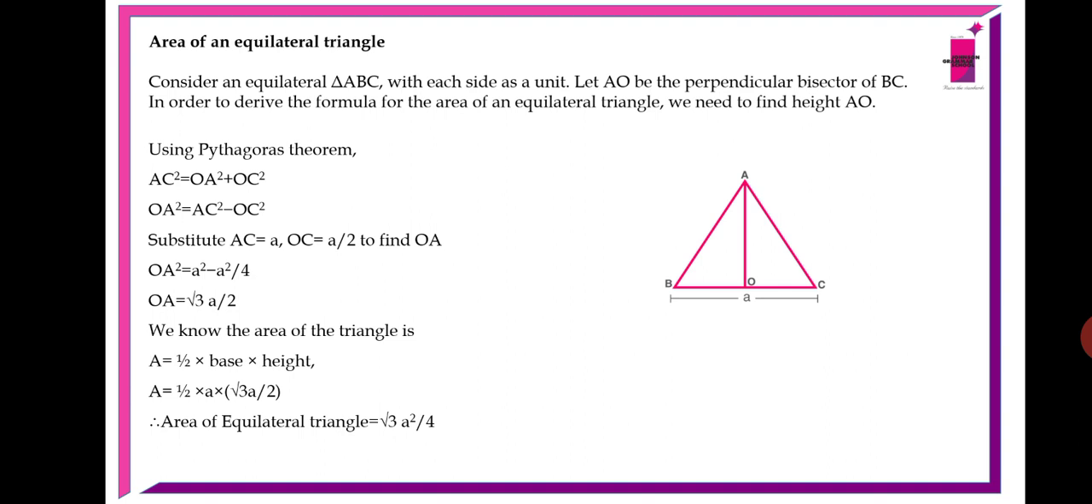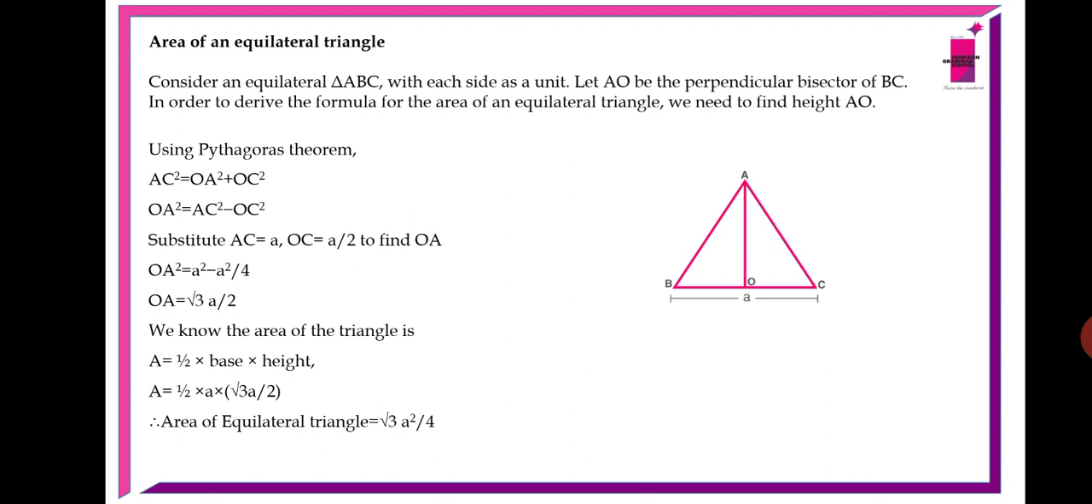So OA square will be equal to a square minus a square by 4, because if you substitute a and a by 2 in place of AC and OC, AC square is a square and OC square is a by 2 whole square, that becomes a square by 4. Now, if I send the square to the other side, it becomes a square root. By simplifying this, you will get OA equal to root 3 a by 2. This is the height of the triangle.